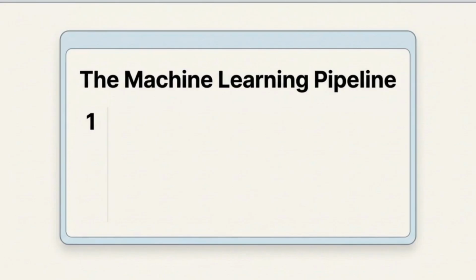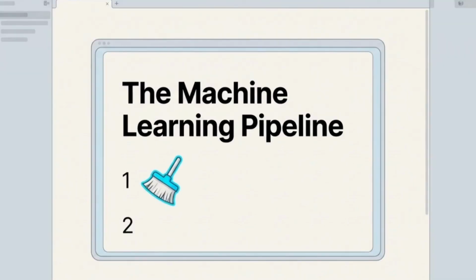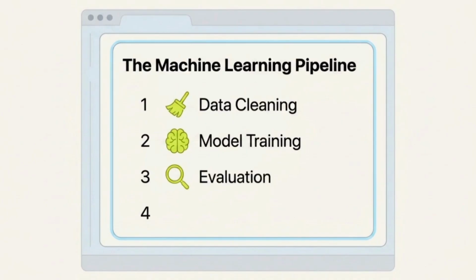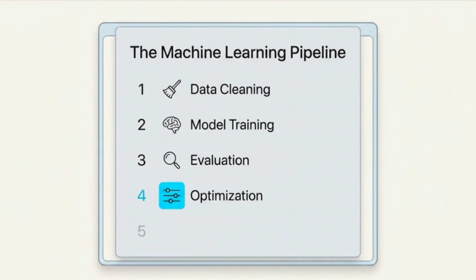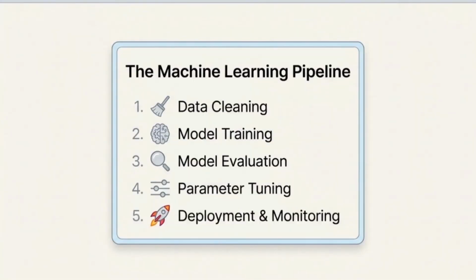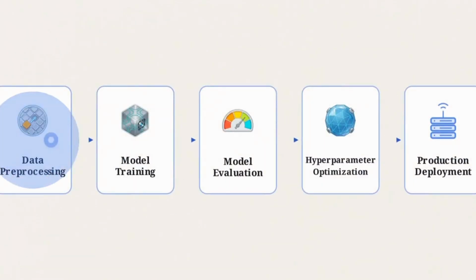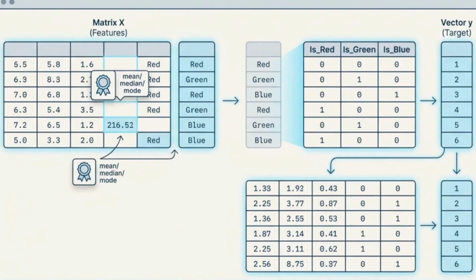To build a project using this logic, you must follow 5 specific steps: data preprocessing, model training, model evaluation, hyperparameter optimization, and production deployment. Understanding this 5-step pipeline is the absolute foundation for turning raw data into predictive power. Garbage in, garbage out. That is the golden rule of data science.